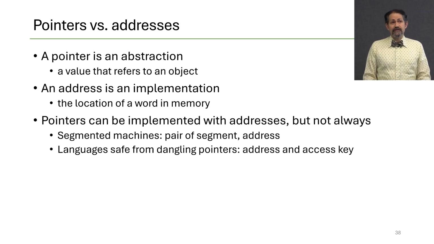A useful distinction is to distinguish between pointers versus addresses. A pointer is an abstraction. It's basically a value that refers to an object. On the other hand, an address is a particular implementation. It's the location of a word in memory. Now, pointers are often implemented with addresses, but not always. For example, if you have a segmented machine, then a pointer might be a pair of a segment and an address. We'll see later on that we can make languages safe from dangling pointers by keeping track of a pointer as an address and then also an access key that helps to check for safety.